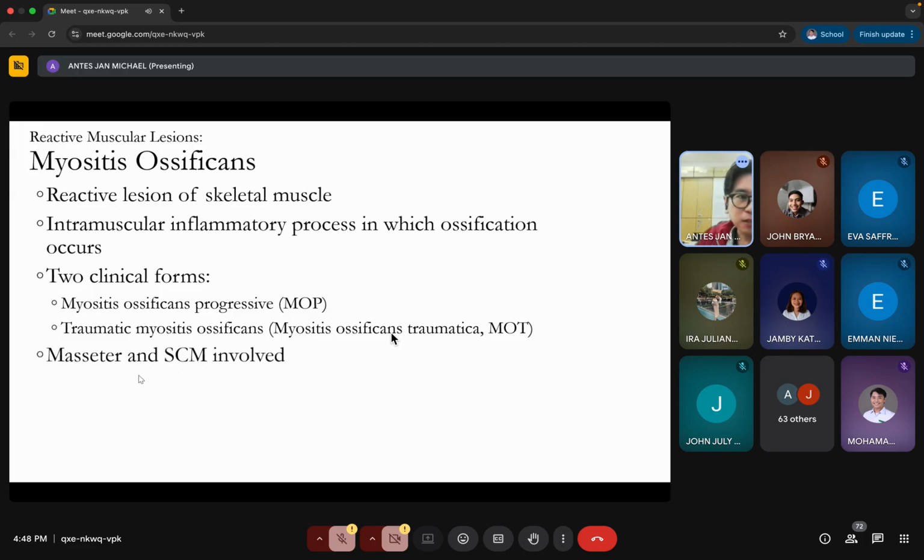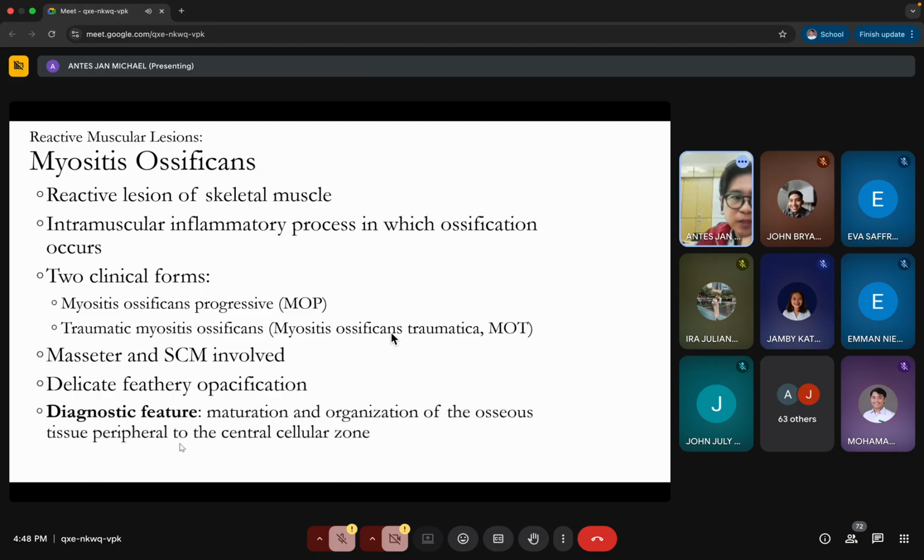Usually, in this kind of lesion, the masseter or the SCM, the sternocleidomastoid, is involved. In the radiographs, you will see a feathery opacification or radiopacity. The diagnostic feature is maturation and organization of the osseous tissue peripheral to the central cellular zone.